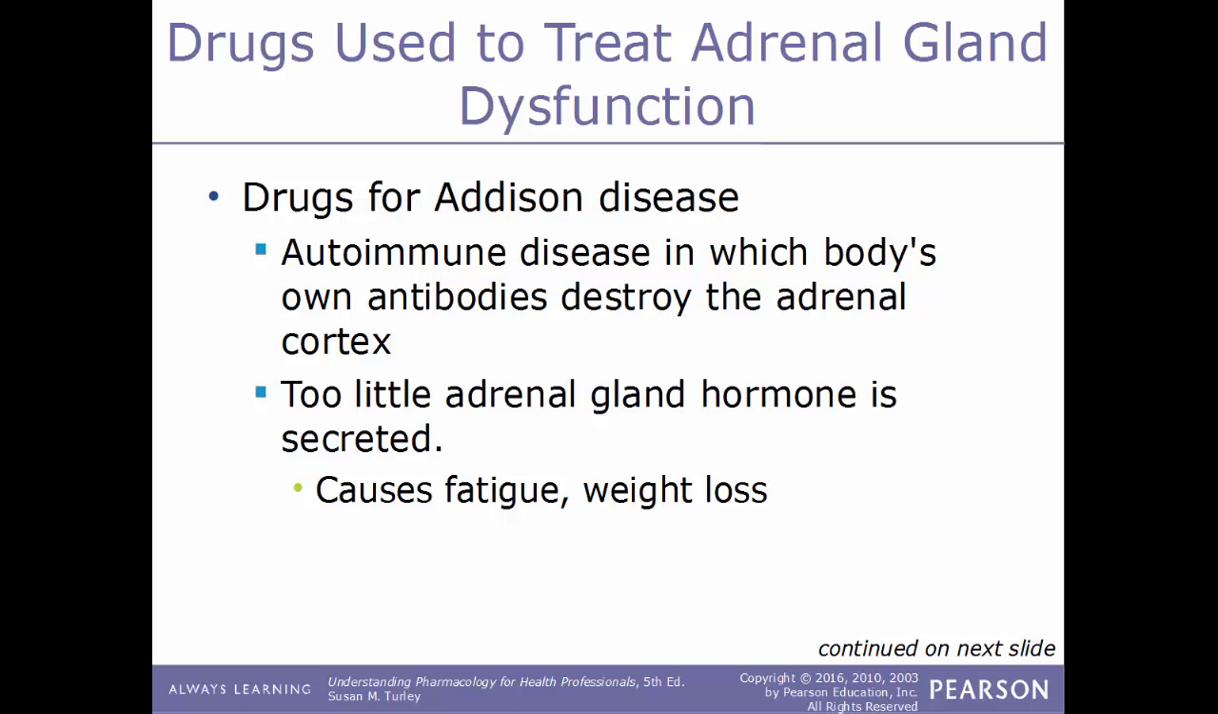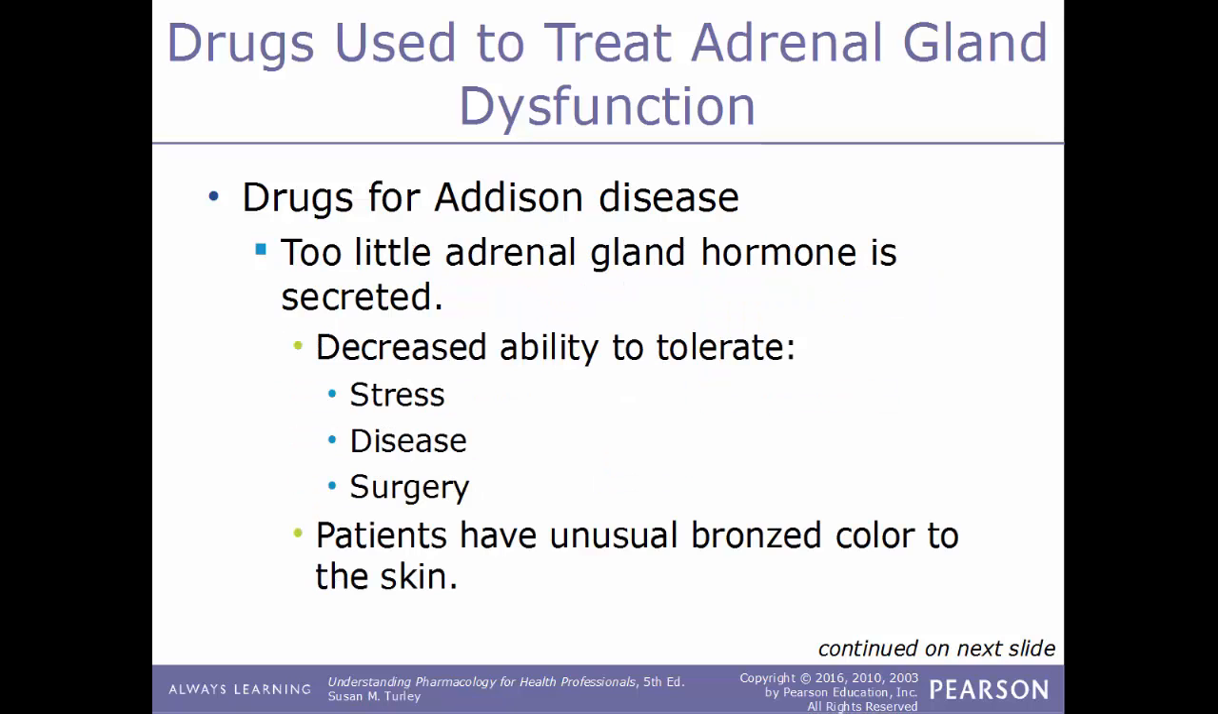Another condition of the adrenal glands is Addison's disease. This is an autoimmune condition in which the body's own antibodies will destroy the adrenal cortex. You also will have too little adrenal gland hormone being secreted. This will lead to chronic fatigue and weight loss, and it will decrease your ability to tolerate stress, disease, or surgery, for example. A very common symptom of people who have Addison's is an unusually bronzed color to the skin. So not a tan, but more of a bronzed look.